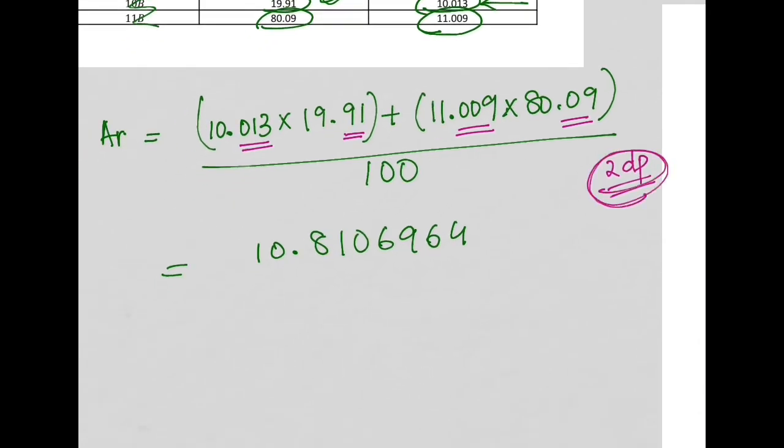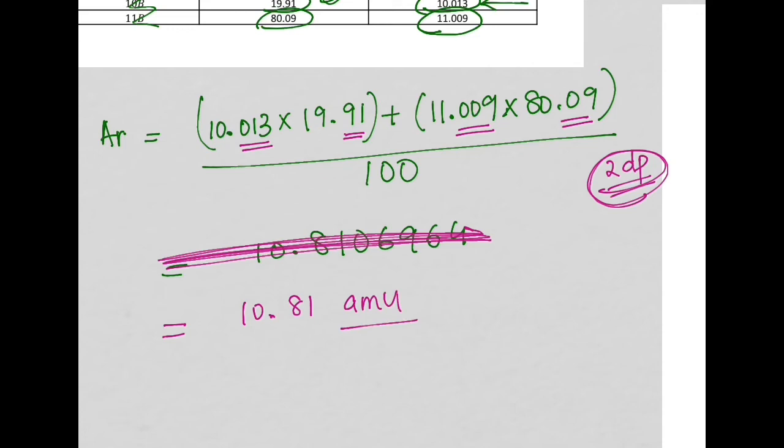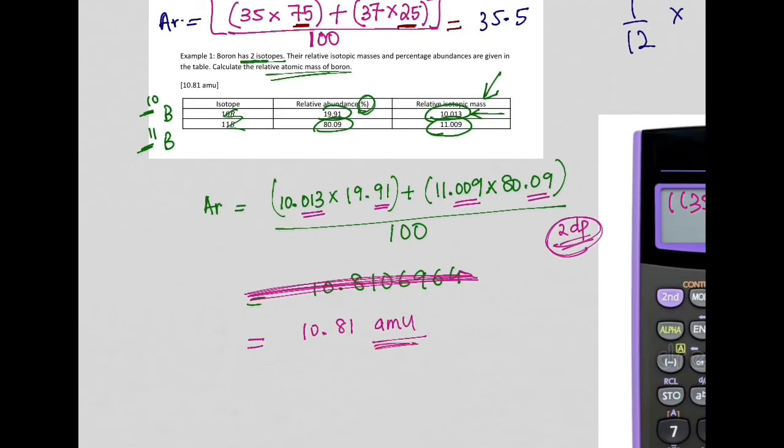So I'm not going to report this one. I'm not even going to quote it. I'll just say my answer is 10.81 AMU, atomic mass unit. This is the unit for AR. So please be careful when you're giving your final answer. It should be to the correct number of decimal places.